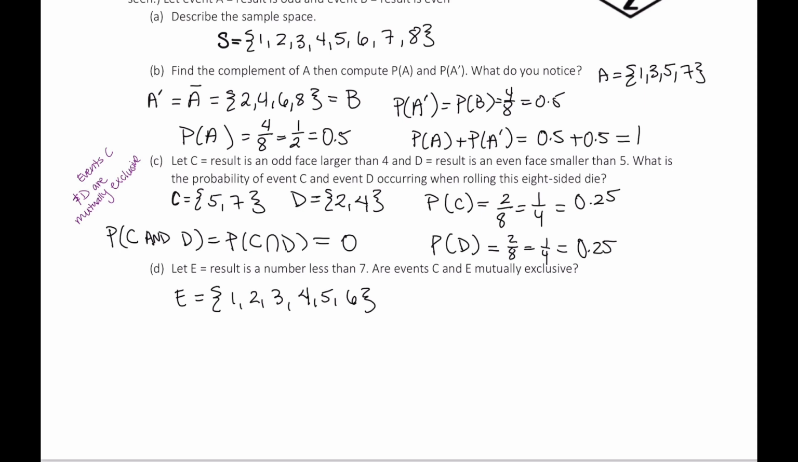So now let's answer the question: are events C and E mutually exclusive? If you notice, event E includes 5 and event C includes 5. So in fact, the intersection of event C and event E, that is C and E, is equal to 5. So they are not mutually exclusive.